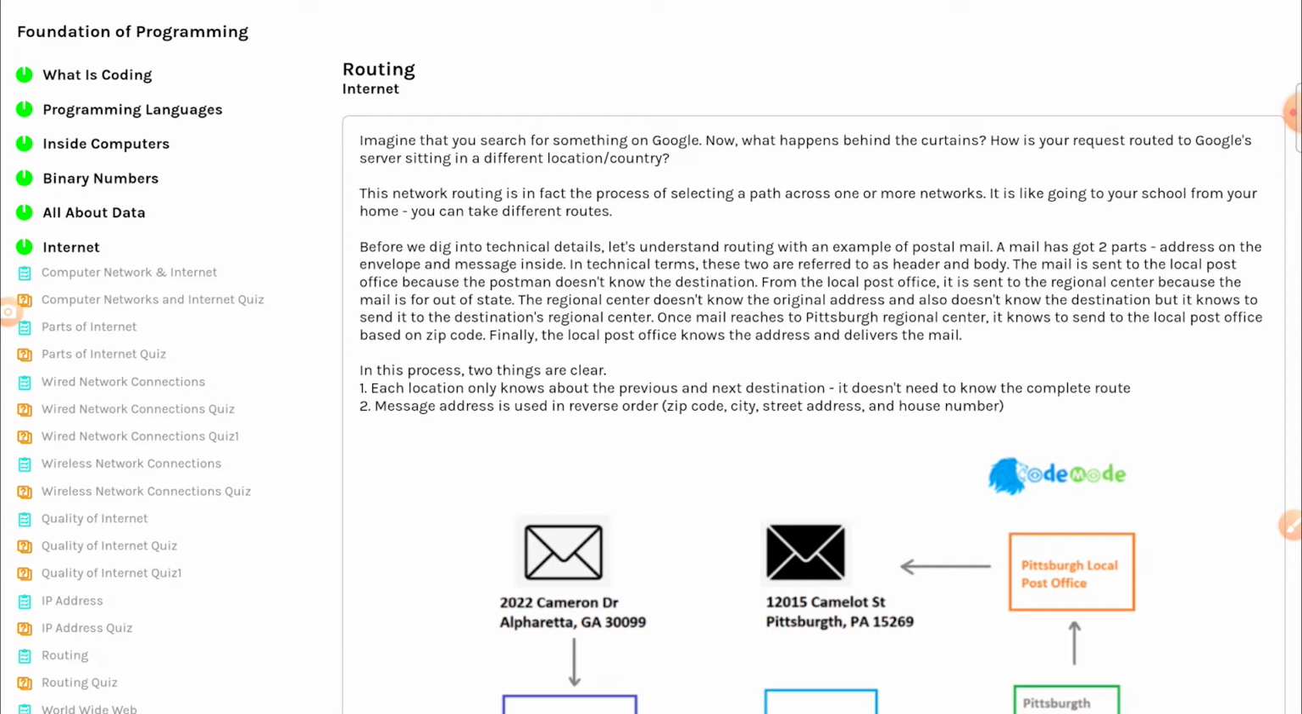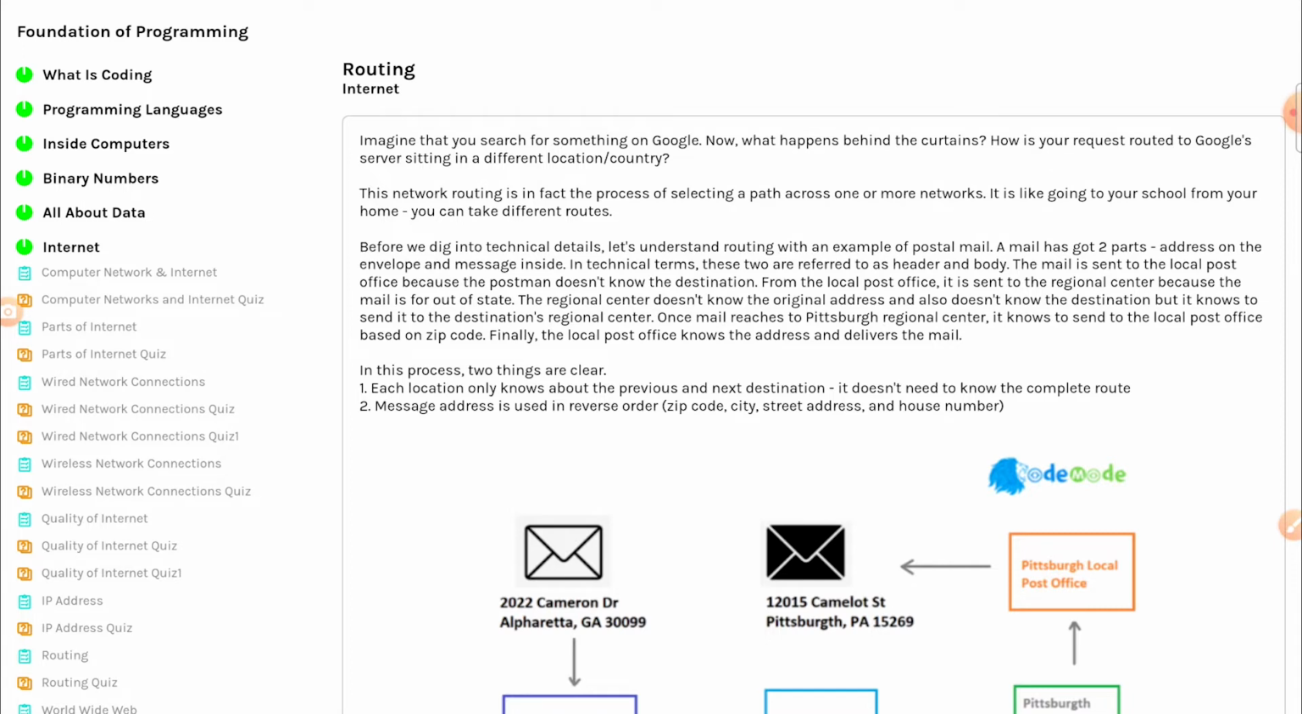Imagine you are searching something on Google. What happens behind the scene? How does Google respond? How does our request reach Google, and how does Google respond back with a response? Now, in order to understand the routing on the network, it is important to understand with an example.